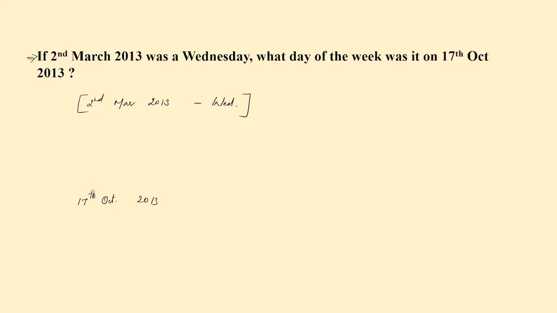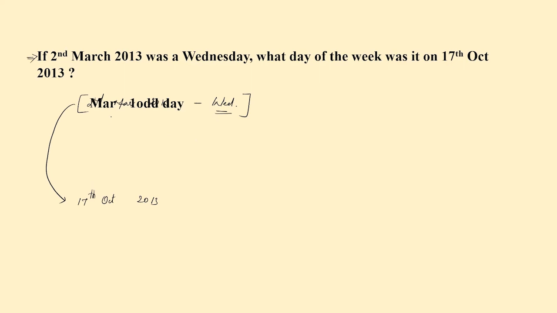So what will I do? I will try to figure out the number of odd days from this date till this date. And which is my base day? Wednesday. If I get 0 odd days, then Wednesday will repeat itself. If I get 1 odd day, then it's Wednesday plus 1, Thursday. If I get 2 odd days, it's Wednesday plus 2, Friday, and so on. Got it? So the first job is always to figure out the number of odd days.